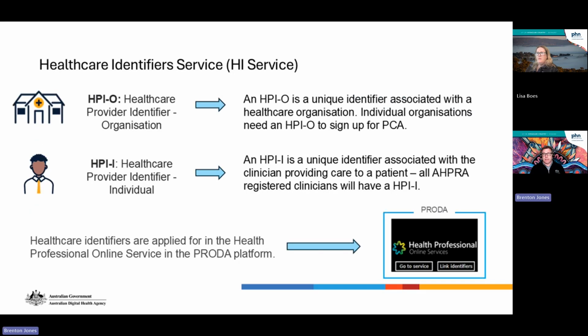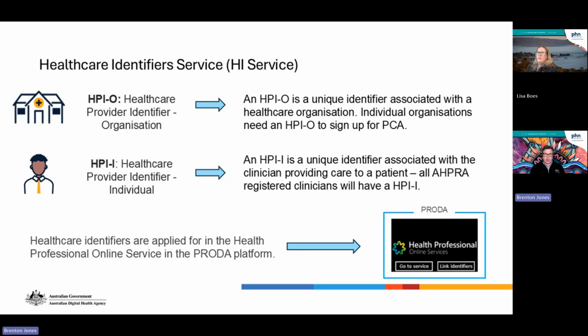So to sign up for PCA, you will need healthcare identifiers from the service. The HI service is the system that provides a consistent set of identifiers for healthcare individuals and organisations. So healthcare organisations need to be uniquely identified through the system to access digital health tools, including My Health Record, etc. So the use of the identifiers gives confidence, clarification that the right information is being associated with the right organisation and the right individual.